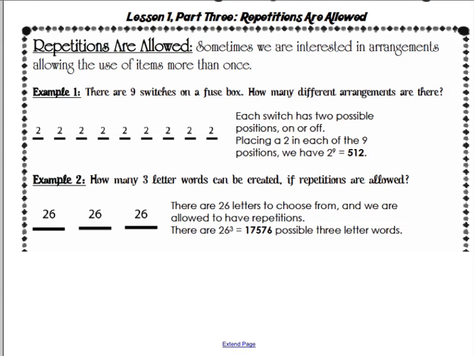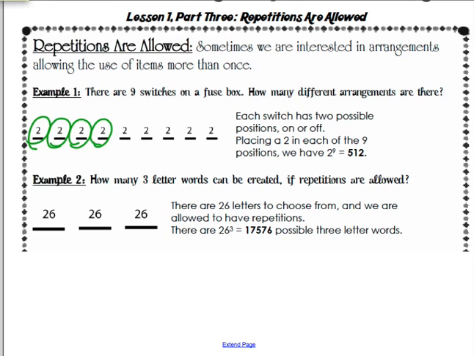So if repetitions are allowed, then it's pretty easy. I mean, for example, if you got this example, there are 9 switches on a fuse box. How many different arrangements are there? Well, fuse switches have 2 possible positions, on or off. So this one could be on or off. This one could be on or off. This one could be on or off, and so forth. So it's just all 2 times 2 times 2.